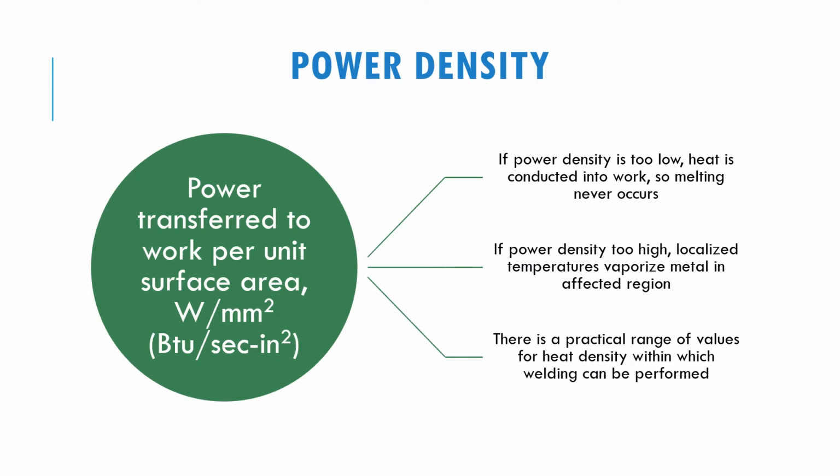Power density can be defined as the power transferred to the work per unit surface area. In terms of the power density, if the power density is too low, the heat will be conducted into the workpiece instead of melting, so melting will never occur. If power density is too high, the localized temperature will vaporize the metal in the affected region. So there is a practical range of values for heat density within which melting can be performed.